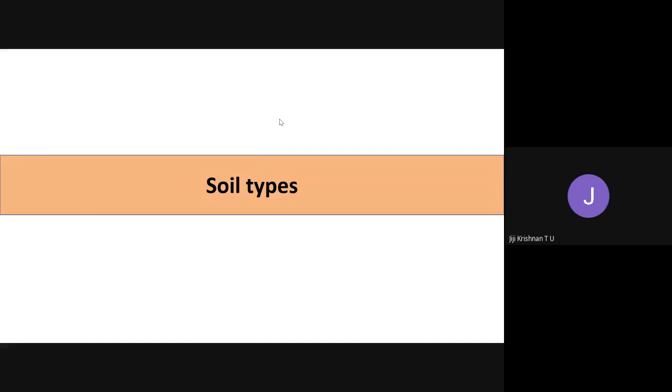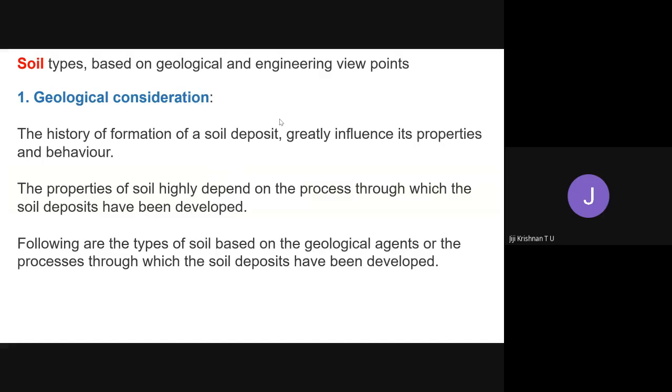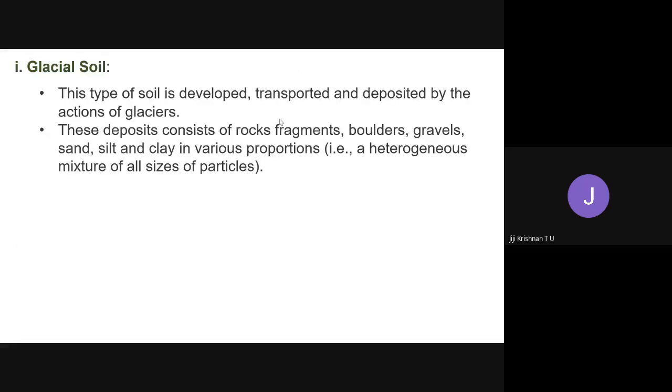Different soil types. Soil types based on geological and engineering viewpoints are shown below. Starting with the geological consideration, the history of formation of a soil deposit greatly influences its properties and behavior. The properties of soil highly depend on the process through which the soil deposits have been developed.